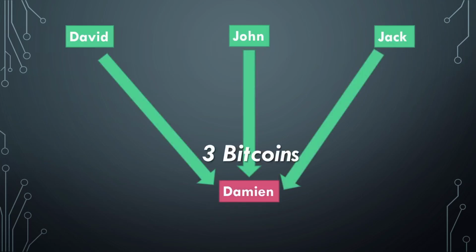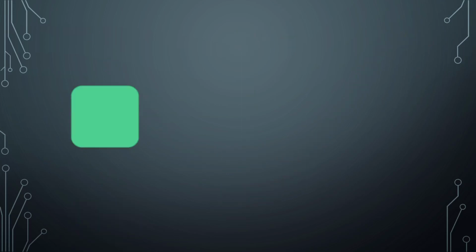Let us say David, John, and Jack owe Damien 3 Bitcoins. At first, David has 3 Bitcoins, John has 4, Jack has 5, and Damien has 1 Bitcoin. David owes Damien 3 Bitcoins, so he sends him 3 Bitcoins. This transaction between David and Damien is recorded as a block of data, which describes the transaction details, which is visible to all of those 4 friends.